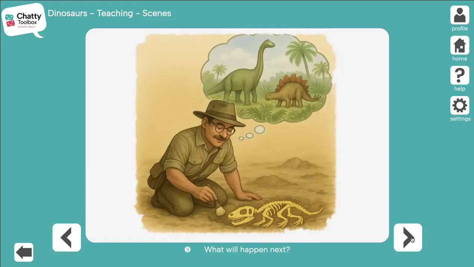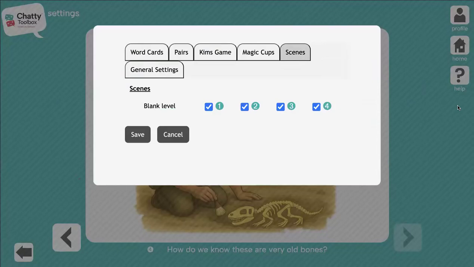What might happen next? So is the child able to predict? What might the man say when he finds more bones? What happened before this scene? How are the dinosaurs in his thought bubble the same or different? Find something the man puts his tools in. Then we're on to number 4. Why is the man carefully brushing the bones? Why is he thinking about dinosaurs? What might the bones tell us? Etc, etc.